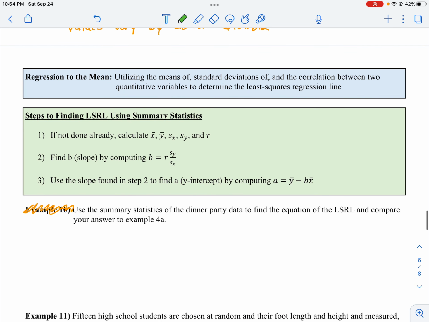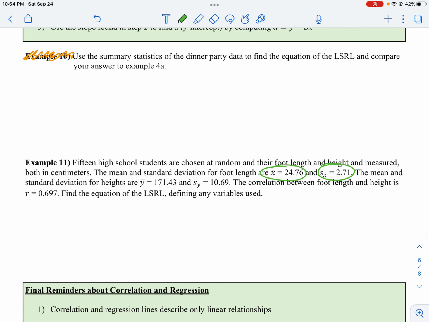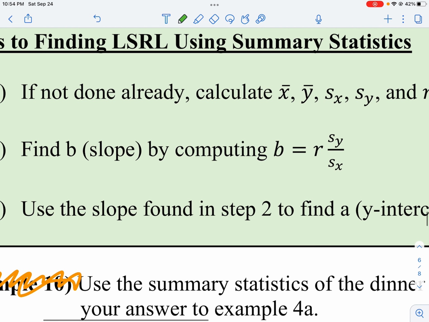Okay, so step 1, if not done already, calculate these values. Well, we already have them: x bar, Sx, y bar, Sy, correlation. So we don't have to do that. So step 2, find the slope of your least squares regression line by computing this. B is equal to the correlation times the quotient of the standard deviations.